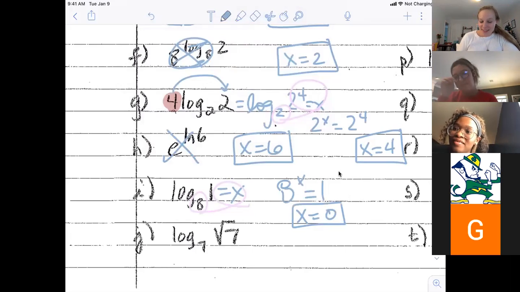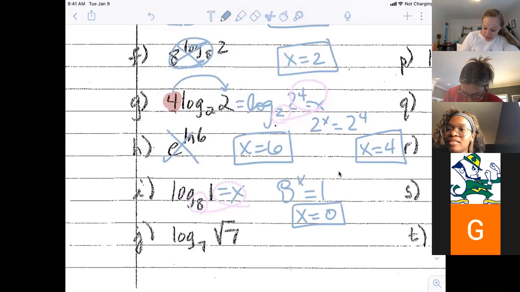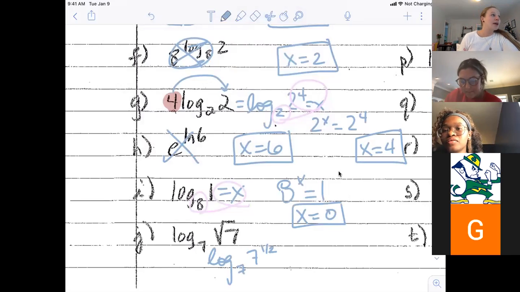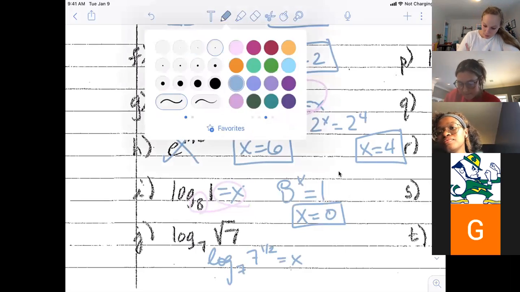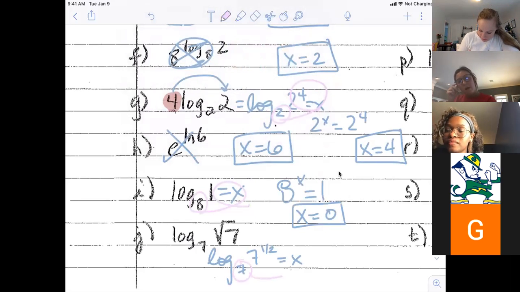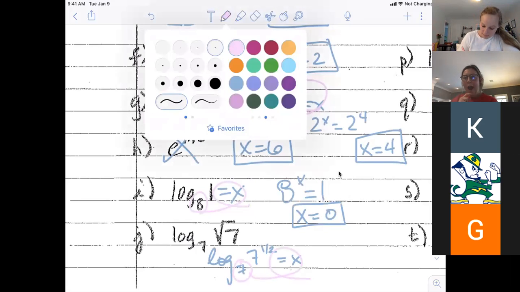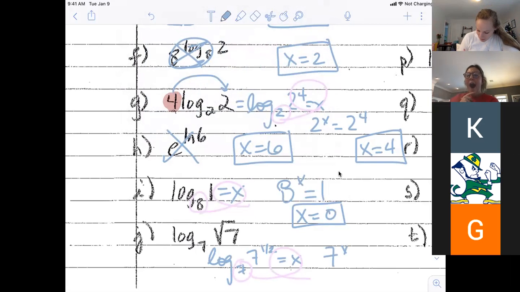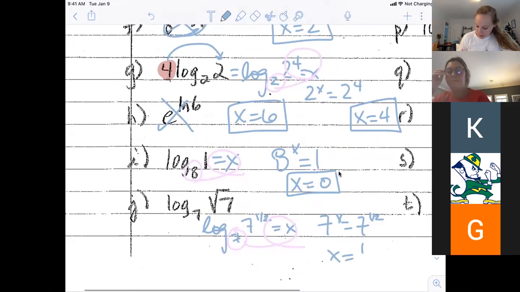The answer is 0. Anything to the 0 is 1. And then the last one in this column, I've got a square root. That's the same thing as doing log base 7 of 7 to the 1/2, and that 1/2 is my exponent. Log roll it, and I get 7 to the x equals 7 raised to the 1/2. x equals 1/2. Exponents equal each other.